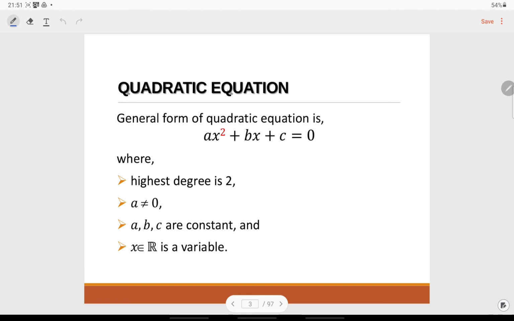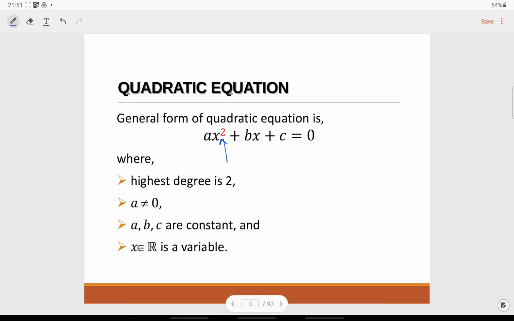So this is the general form of a quadratic equation: ax squared plus bx plus c equal to 0. As you can see here, the highest degree for x is 2. That is why we call it a quadratic equation, because the highest degree for this equation is 2.